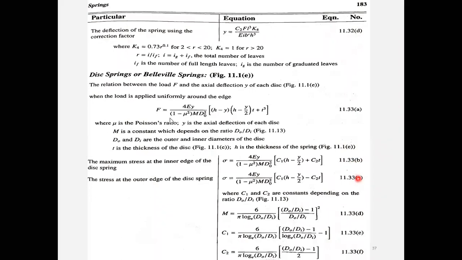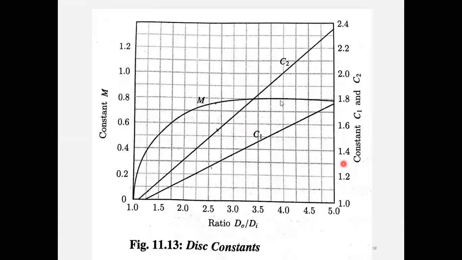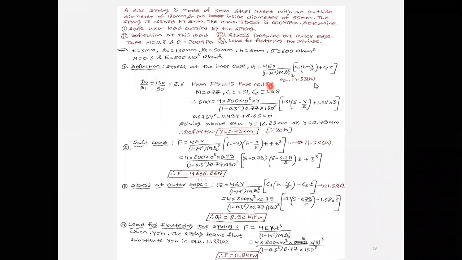If you use equation 11.33a, two unknowns will be there. Why? Because they have not given the load, and the other unknown is y. That means I cannot use this equation. The other one left is equation 11.33b, so that's why I'm using equation 11.33b.